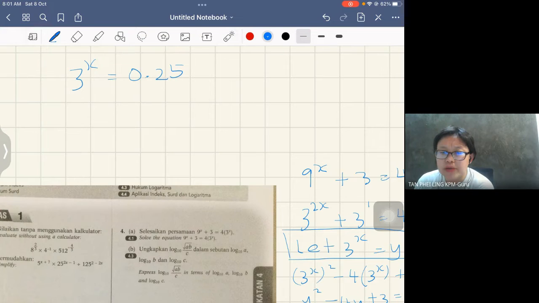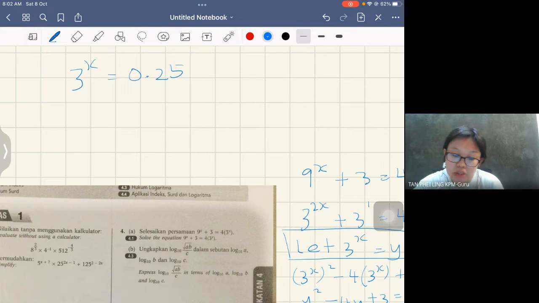There's no way that you can know, because we usually memorize 3 power 1, which is 3, 3 power 2, 3 power 3, 27, you know, right? All these are round numbers that can be related with. But when you come with 3 power x equals 0.25, there's no way that you can solve it. That is why they came up with the system of logarithm, which is to make us understand clearer.